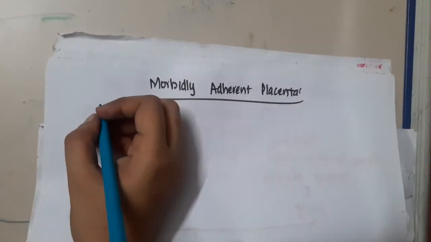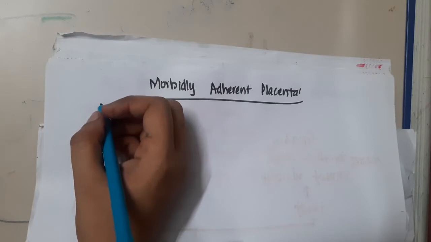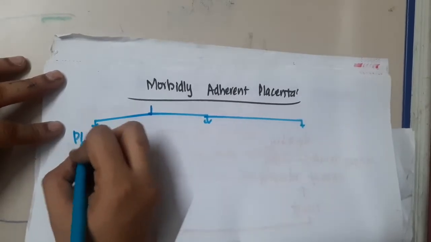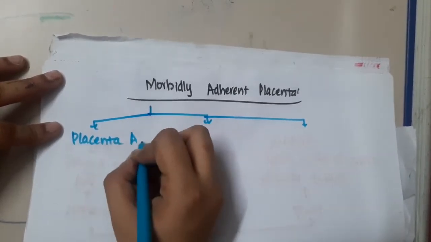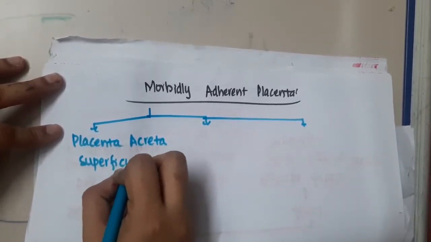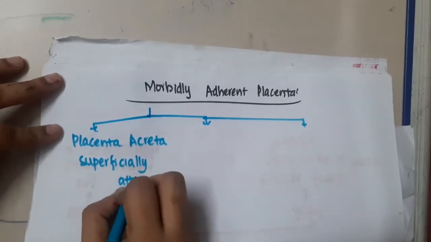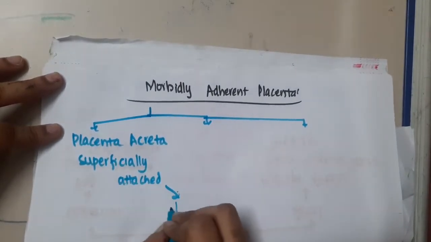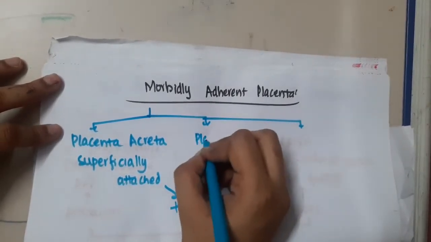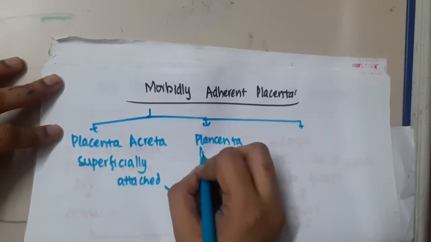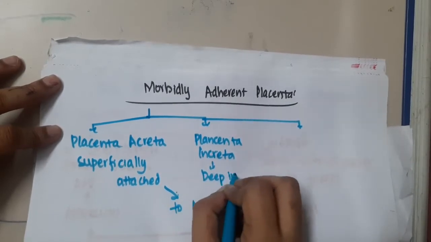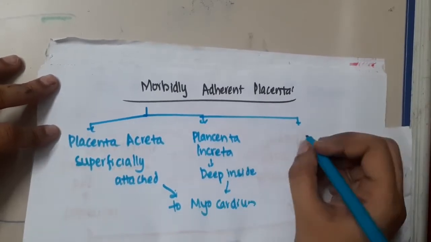So if you see, morbidly adherent placenta is of three types. One, placenta accreta. Placenta accreta is superficially attached to what? To myometrium. Then we have placenta increta. Increta is deep inside the myometrium.